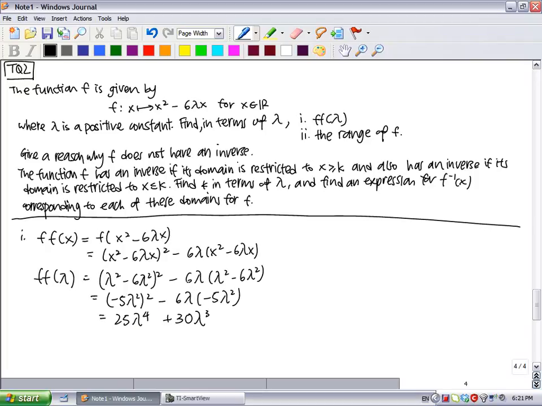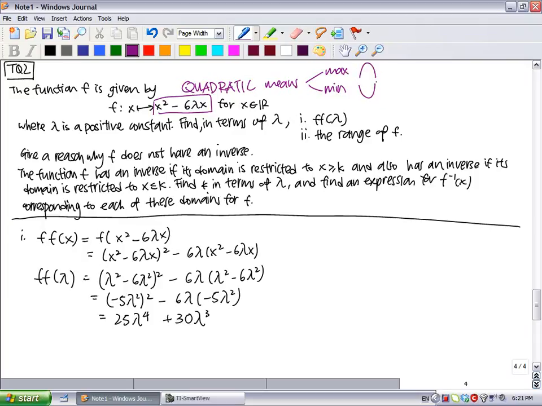And for part 2, the range of f. Firstly you need to realize that this function here is a quadratic function. If it is a quadratic function, it either has a maximum or a minimum. In other words, you don't expect to see the range cover the set of real numbers. It needs to either look like this or like this.